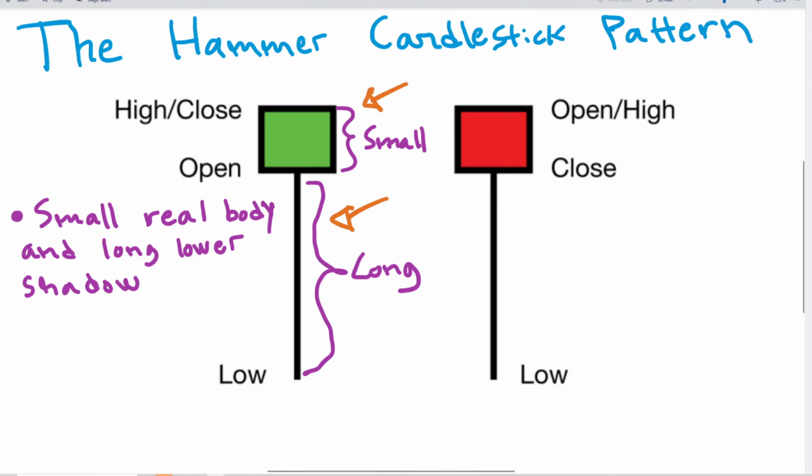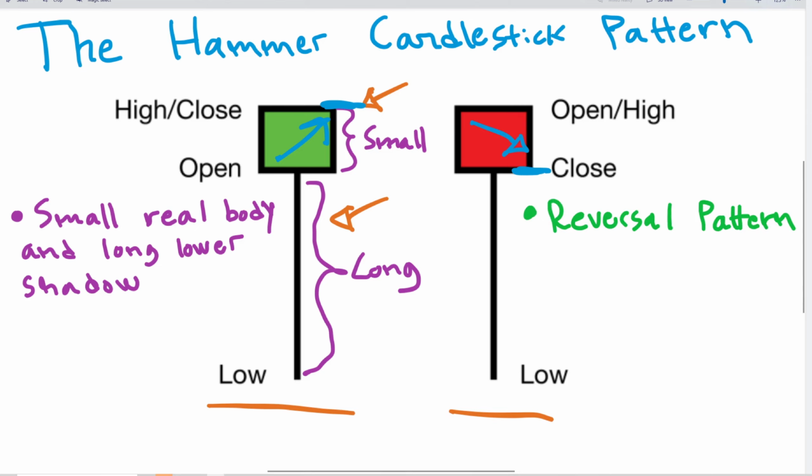As you can see here, a hammer candle can be both green and red. One could argue that the green one is a bit better than the red one, but both are definitely counted as valid hammer candles. The difference is basically that the green one closes up here and the red one closes down here. And what does the hammer candle actually tell us? Well, it is considered a reversal pattern, so it indicates that the price might reverse.